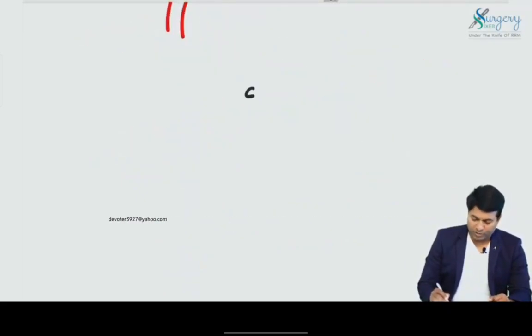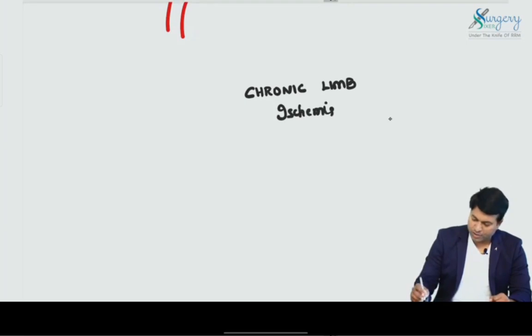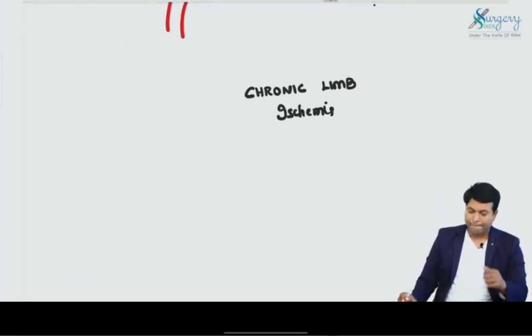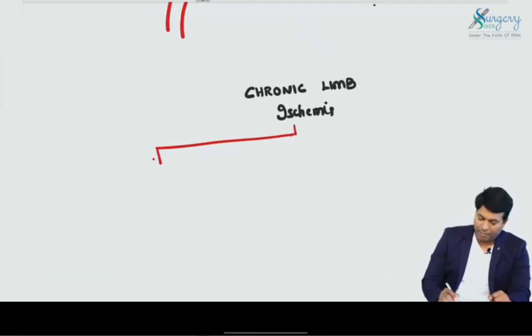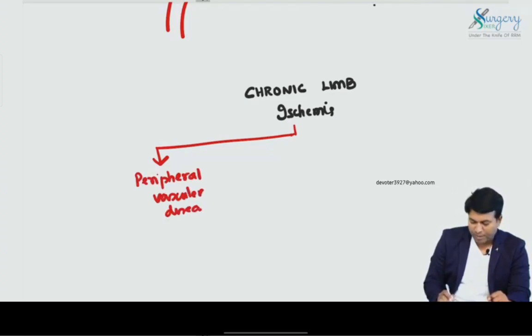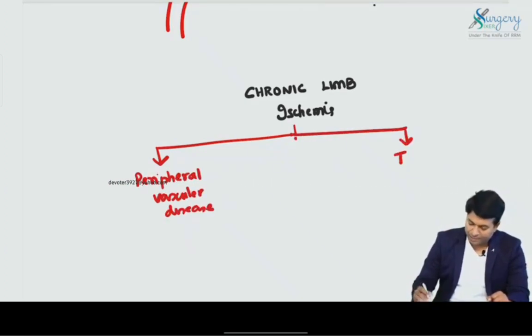Chronic limb ischemia is the next topic. So please don't forget, the next topic is chronic limb ischemia. Chronic limb ischemia is mainly caused by peripheral vascular disease or by thromboangiitis obliterans. These are the two important causes of chronic limb ischemia.